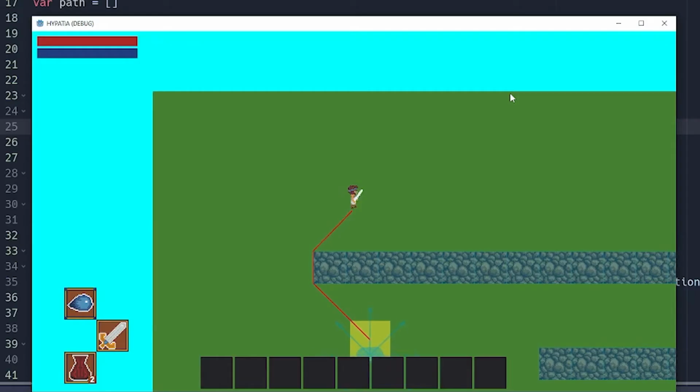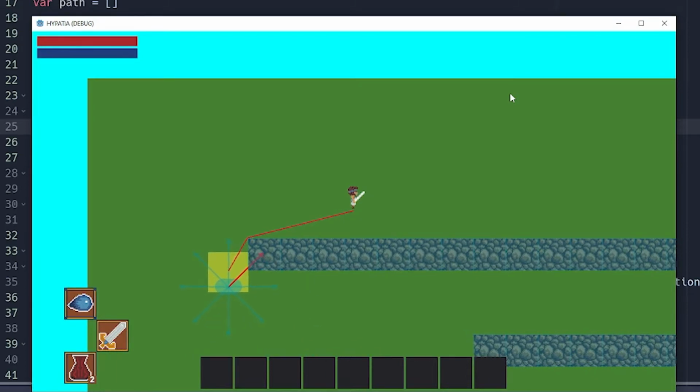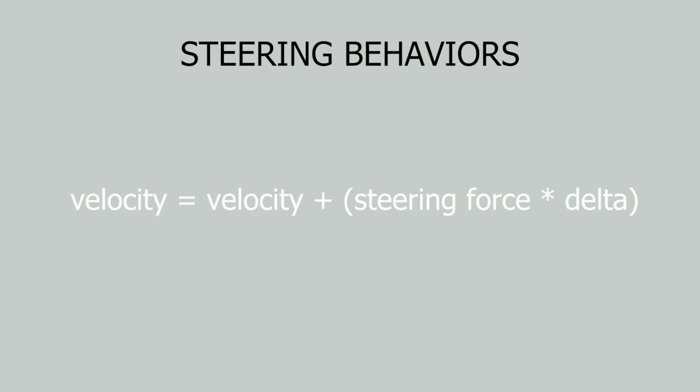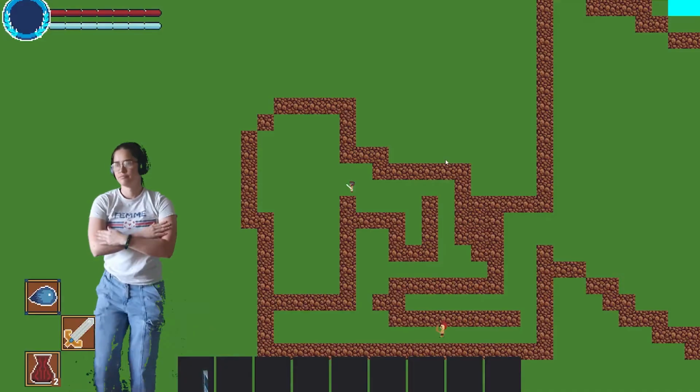We now have the most desirable vector, but we want our entities to move smoothly, not jittery and robotic. This is where the steering comes into play. So here's the function for the steering force. Steering force equals desired velocity minus current velocity. So we're going to multiply the steering force by delta and then add it to our velocity, and we're good to go.